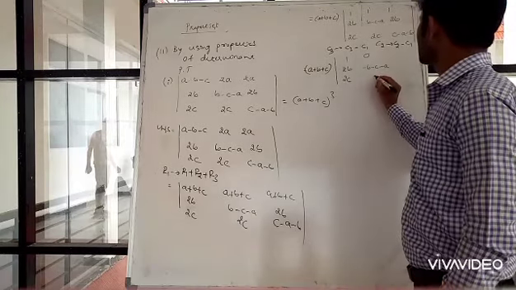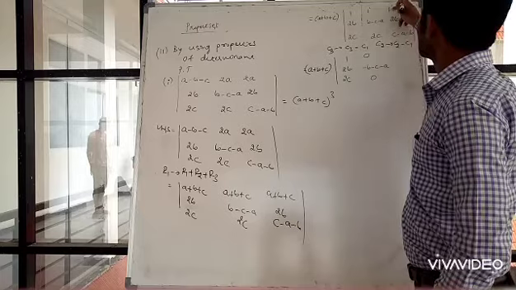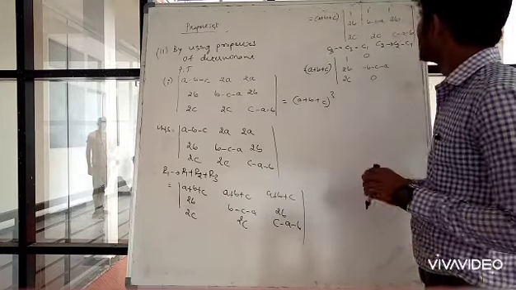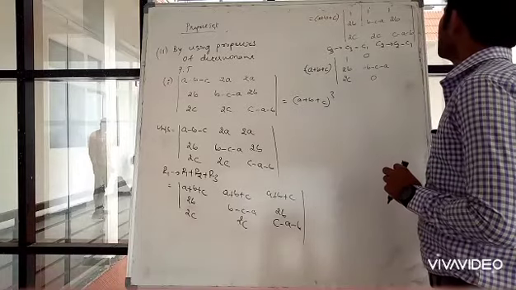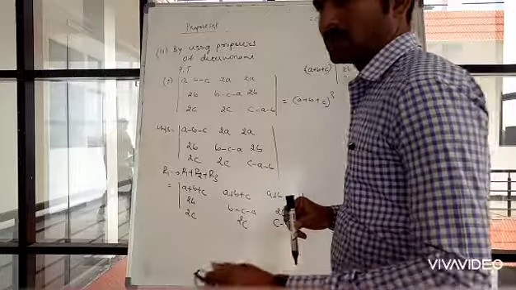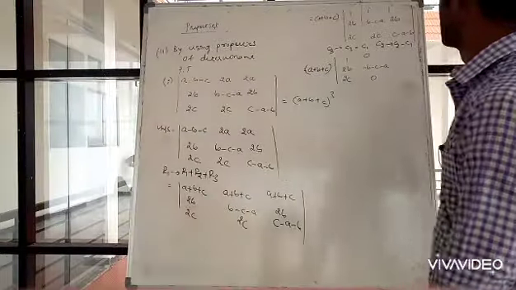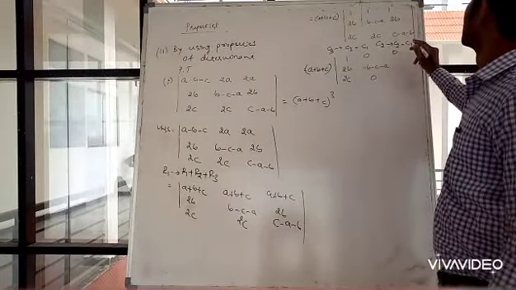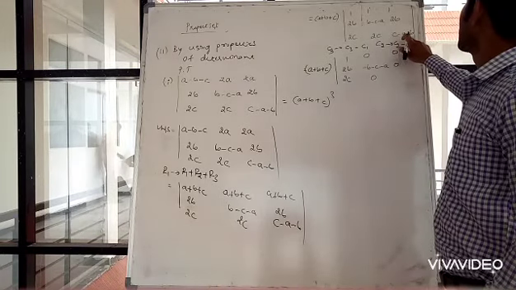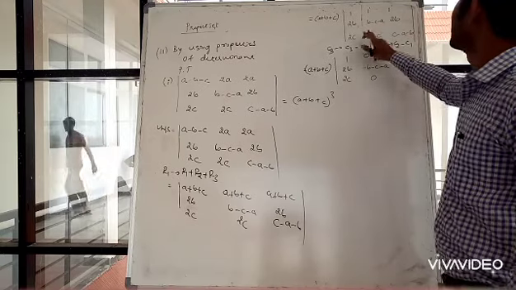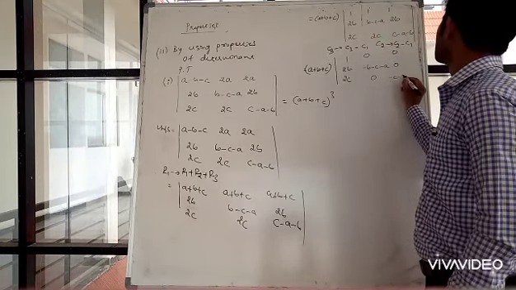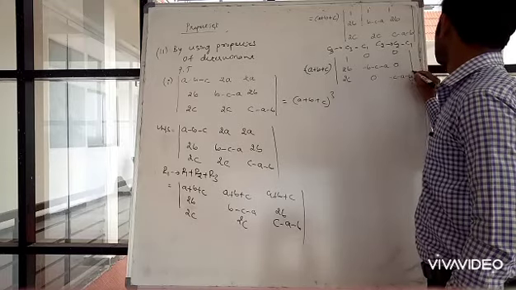2c minus 2c, it is 0. Here again, third column. Again, C3 minus C1. C3 minus C1 means 1 minus 1, 0. 2b minus 2b, it is also 0. C minus a minus b minus 2c. Here it will be minus c minus a minus b. Okay.